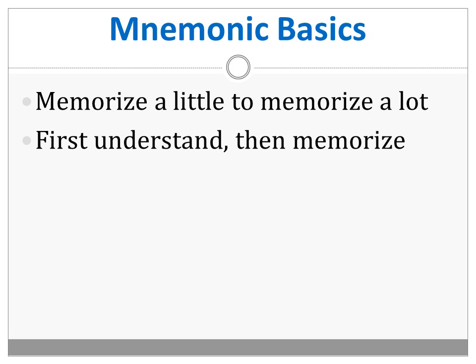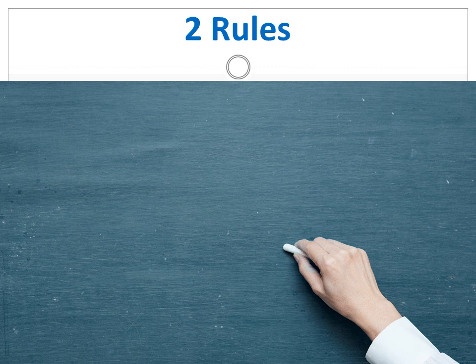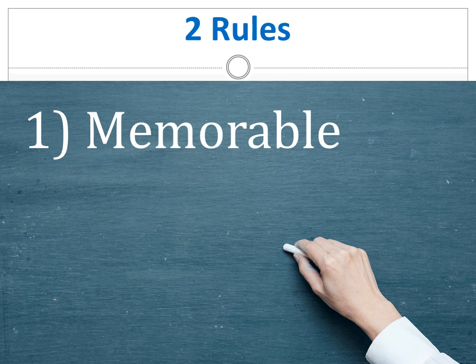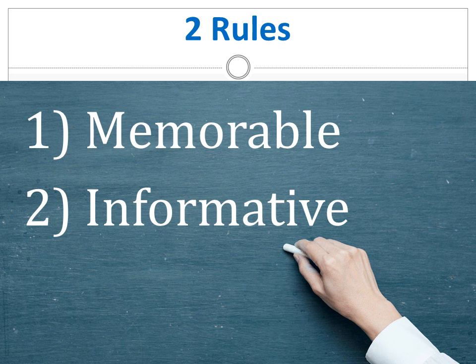Like many people, I have a lot of information I need to memorize and not enough time or storage space for it. Luckily, you don't need naturally good memory to remember a lot of stuff. You just need an effective method. After you already have a good understanding of what you need to memorize, it's time to start thinking of mnemonics. I have two rules for making mnemonics. Number 1, make it memorable. Number 2, make it informative.